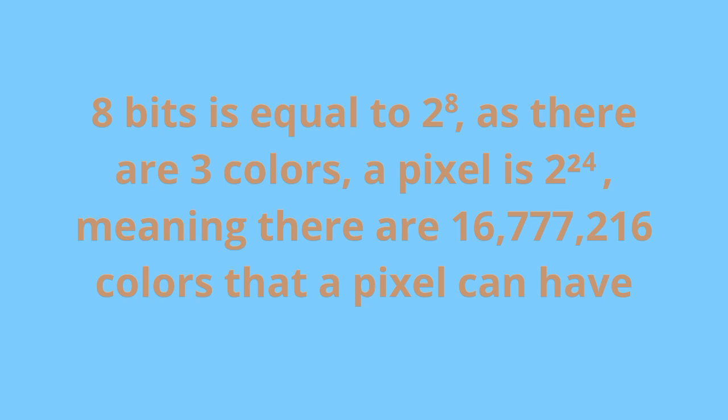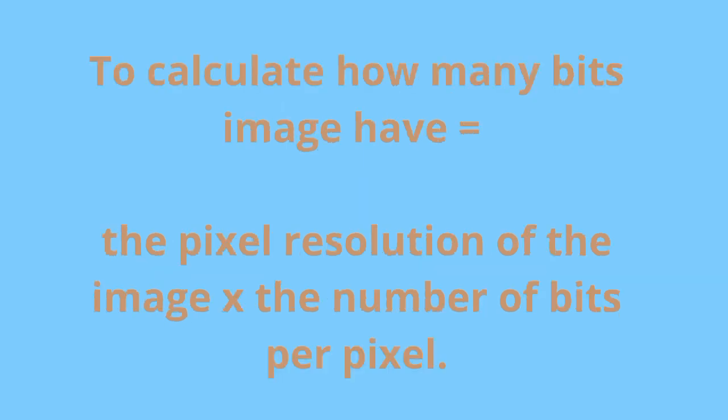8 bits is equal to 2 to the 8th power. As there are 3 colors, a pixel is 2 to the 24th power, meaning there are 16,777,216 colors. To calculate how many bits an image has, multiply the pixel resolution of the image times the number of bits per pixel.